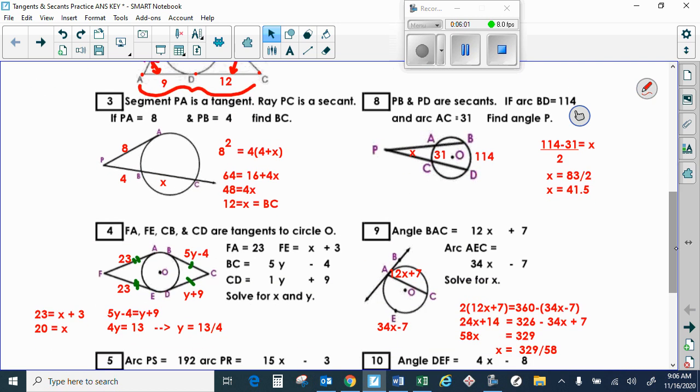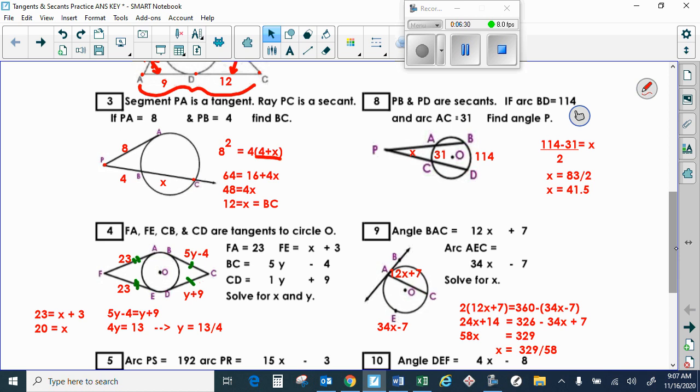All right, number 3. Segment PA is a tangent, so I know it's going to be tangent squared. They told me PA was 8, so I have 8 squared. Every time it's a tangent, I just square the length. PB is 4, so I put a 4 there. Find BC. I don't know what BC is. That's x. Remember, when it's a secant from here to here, it's the outside, which is 4, times the whole length. The whole length is this 4 plus this x. The BC is x. So 4 plus x is the whole length.